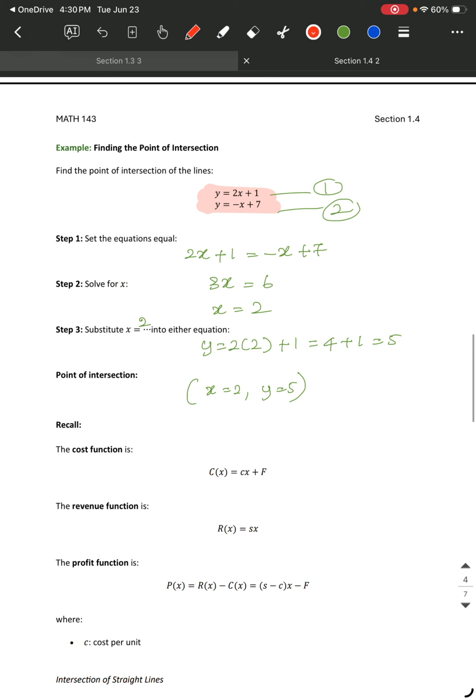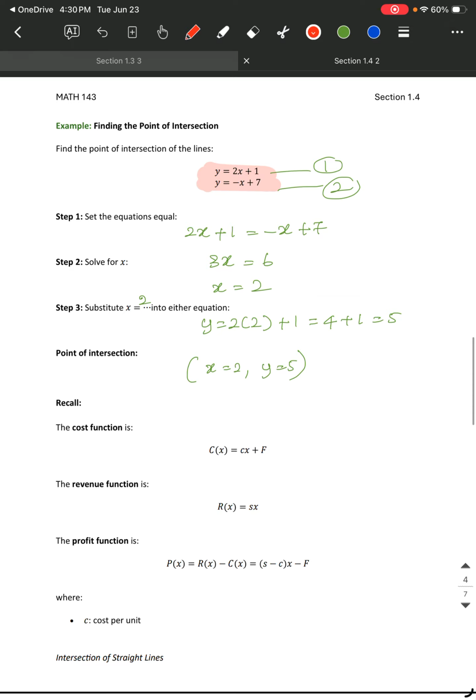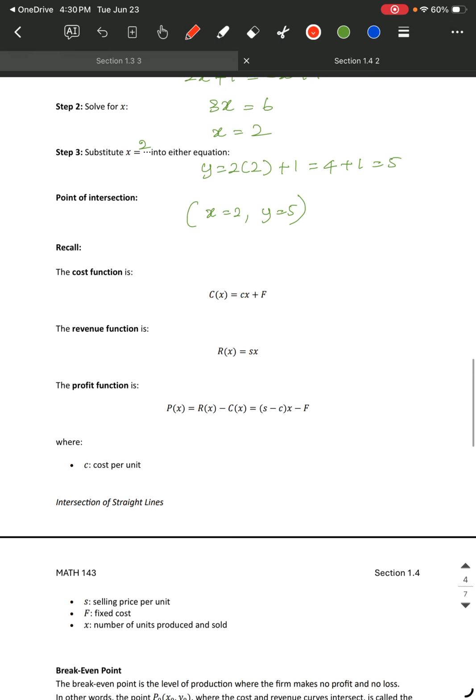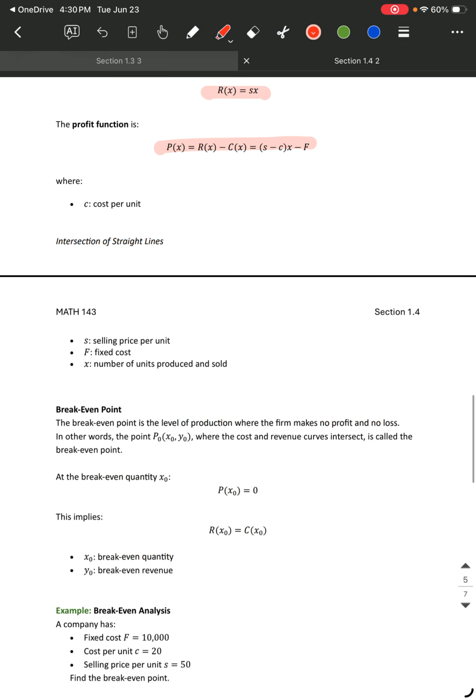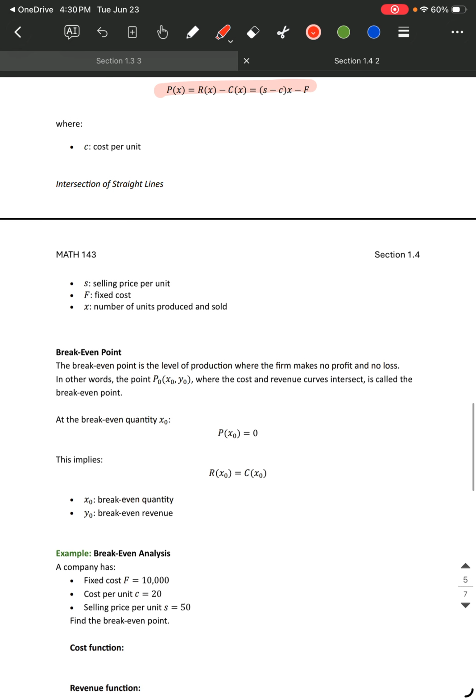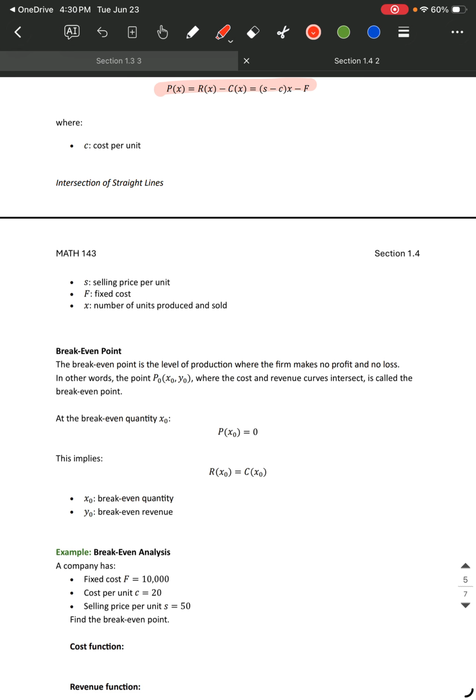Then let's go for a real world application. Recall the cost function, revenue function, and profit function. The cost function is C of x, the revenue function is R of x, and the profit function is the difference between revenue and cost. This leads to break-even analysis. Businesses want to know when they stop losing money and start making profit. This point is called the break-even point.